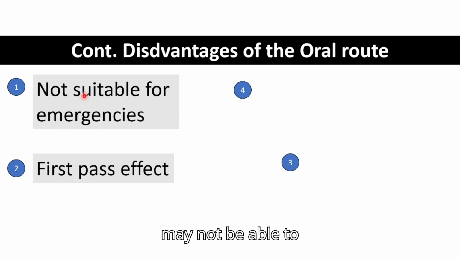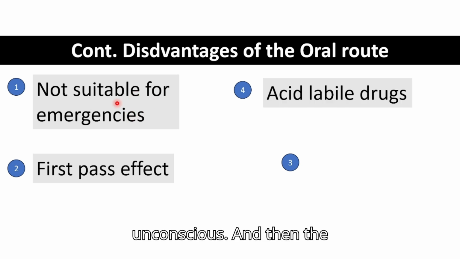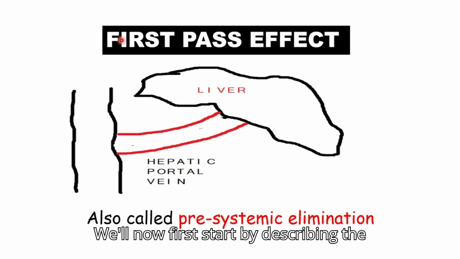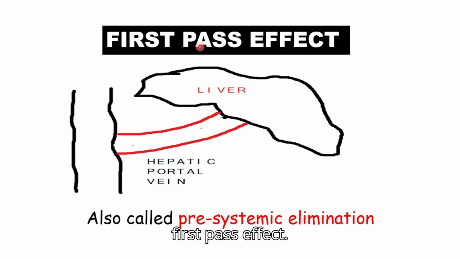Again, a patient may not be able to swallow the drug if they are unconscious. And then the oral route is not suitable for acid labile drugs. And there's the risk of food-drug interactions. I will describe these 3 phenomena individually in the next slides. We'll now first start by describing the first pass effect.